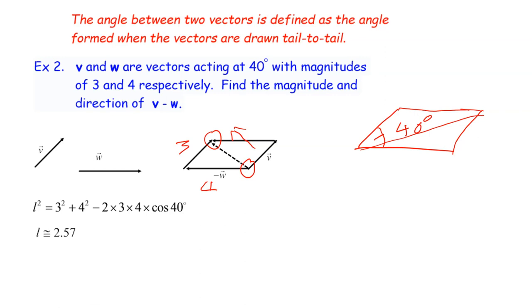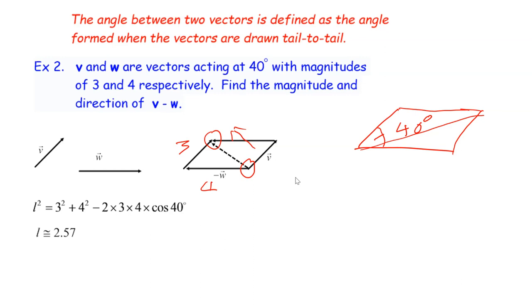All right. And so what angles do you think we should be using? Should we be using 40 degrees or should we be using 140? We're using 40 degrees because we're trying to find the difference. If we were trying to find the sum, we'd have used the supplemental angle, which would have been 140 degrees, like we did yesterday. But because we're doing the difference, we actually use the 40 degrees. So here we go. 3 squared plus 4 squared minus all that stuff is equal to 2.57. So that would be what this distance is.